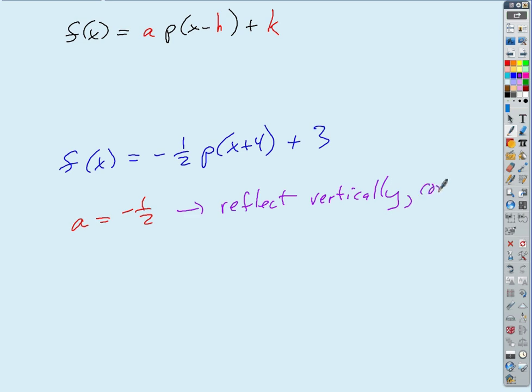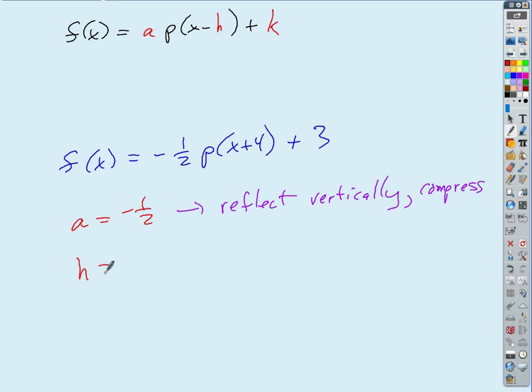Reflect vertically and compress. What's the value of h? Now be careful with this one. Negative. Okay, it's negative 4. You see that? Because h is the value that's being subtracted from x, right? So if I have x plus 4, that's the same thing as x minus what? Negative 4, right? That's one that's a little bit tricky. It takes a second to kind of calibrate your thinking on that.